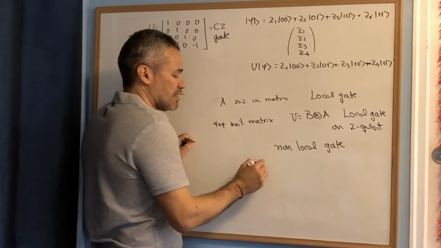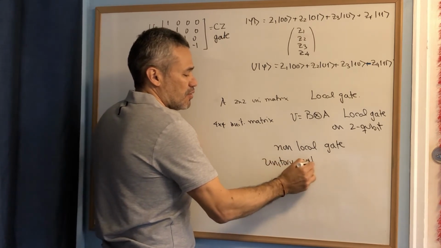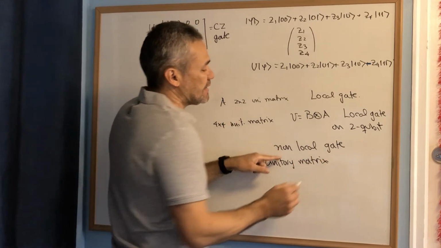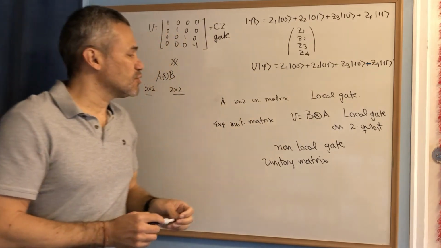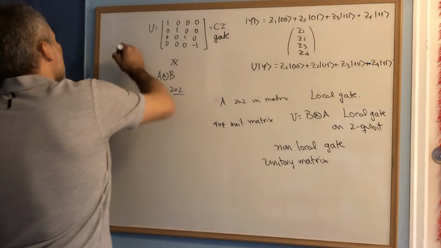A non-local gate is a unitary matrix, if we are thinking about 2 qubits, that is not a tensor product of two 2x2 unitary matrices. Then this is an example of a non-local gate.